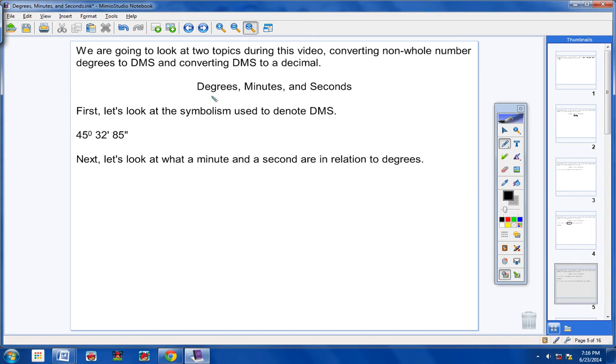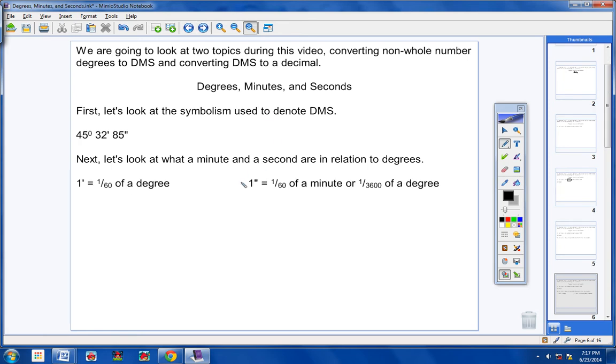Okay, let's continue on. Now let's look at what a minute and a second are in relation to degrees. So please take some really good notes on this. Okay, here we go. 1 minute equals 1/60th of a degree. So a minute is very small. Okay, copy that down. 1 minute is 1/60th of a degree.